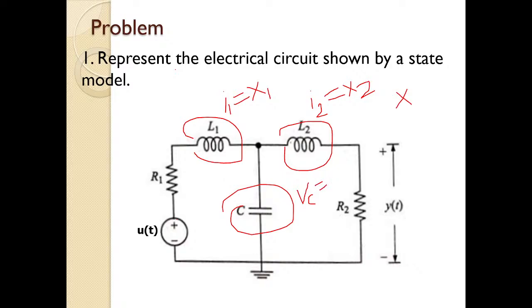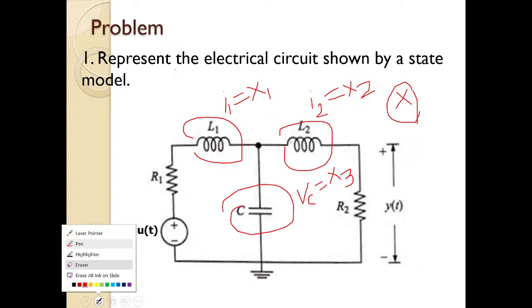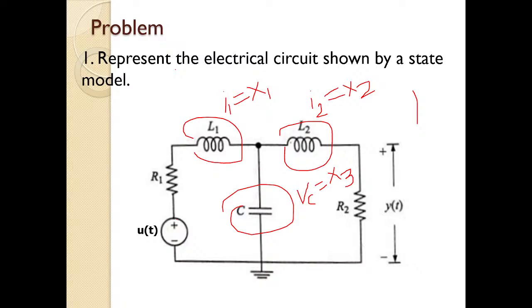Vc is equal to X3. Since three storage elements are there, three state variables will be there. What are those state variables? I1, I2 and Vc are the state variables: current due to inductor 1, current due to inductor 2 and voltage across the capacitor. We know state variables are denoted by X, therefore I1 is equal to X1, I2 is equal to X2 and Vc is equal to X3.